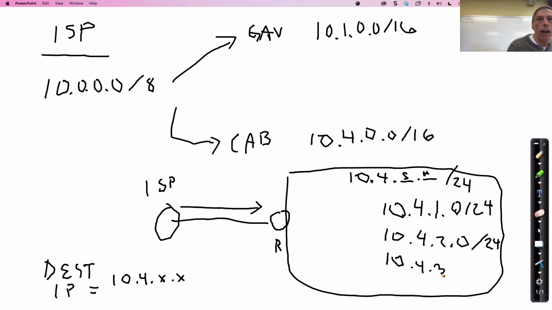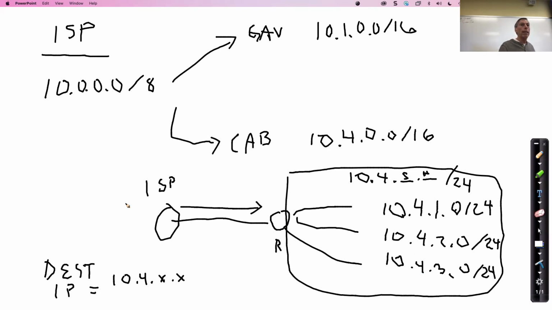So internally, we'll need to route. We'll learn about this later and more in other classes, but maybe the router has different interfaces to these three different networks. We do what we want. That does not affect the ISP. Does that make sense? The ISP says, I'm still sending everything 10.4 to you. What you do internally is up to you.